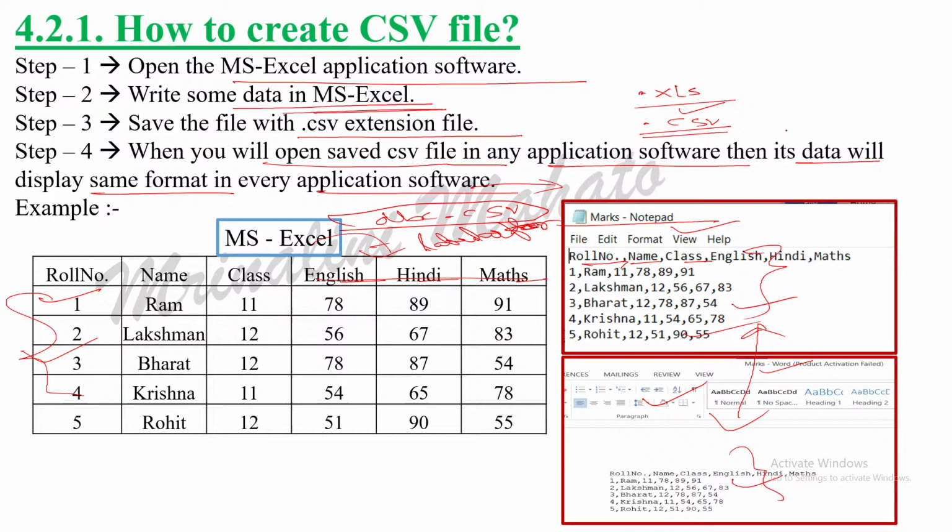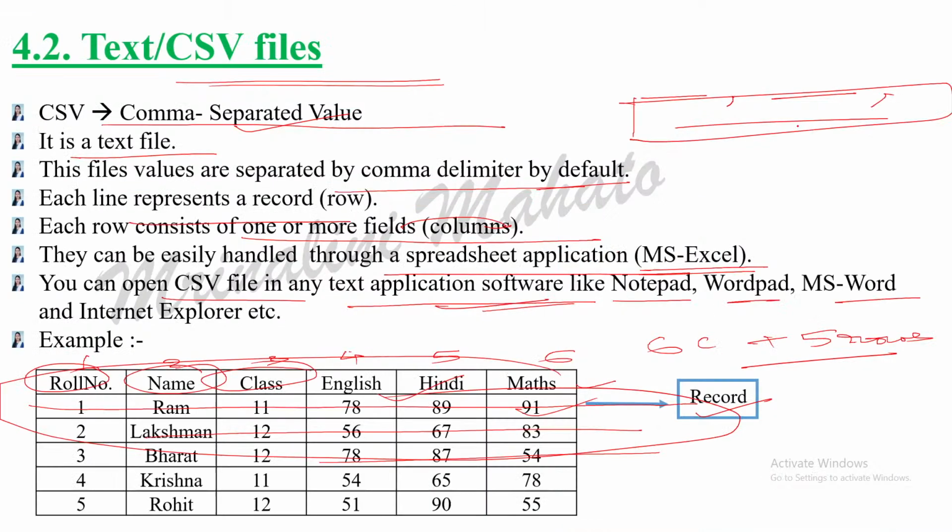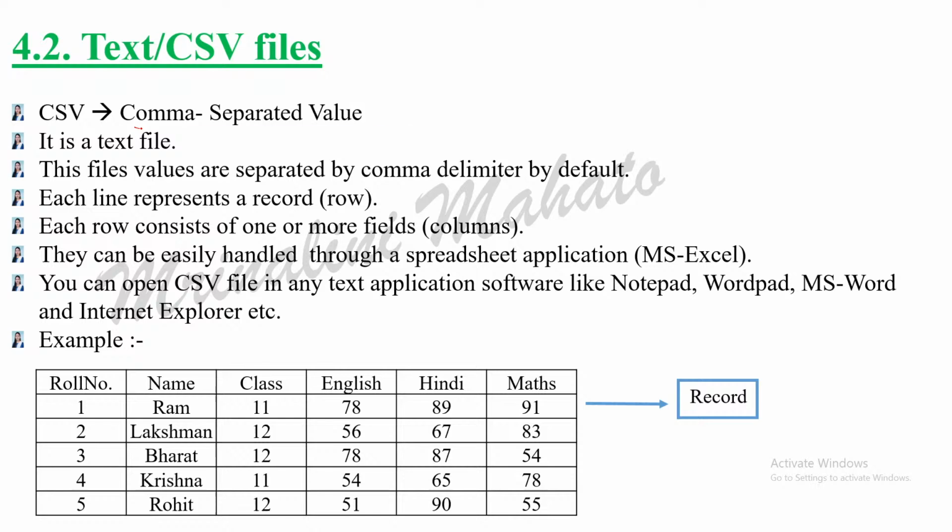Whenever we import and export the CSV file, at that time we will see the program. So what will you understand? CSV file, full form is comma separated value. This is a type of text file, and every value is separated by comma delimiter. It is by default. By default, these applications will accept. Then it has records, and every record has many columns and is easily handled by MS Excel.